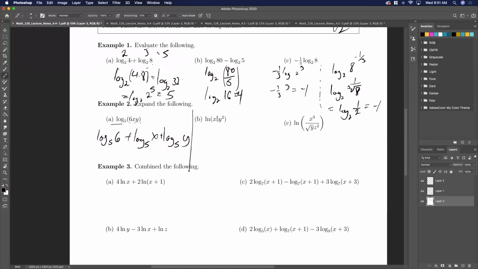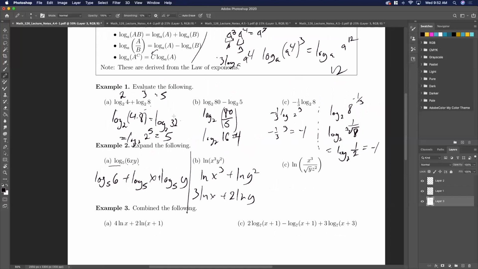Let's do this one. So here, if I have logs, I can pull out, so I'll have ln of x cubed plus ln of y squared. Then I can pull this out front, so 3 ln of x plus 2 ln of y. Okay, so I'm just using these rules to put stuff together and pull them apart.